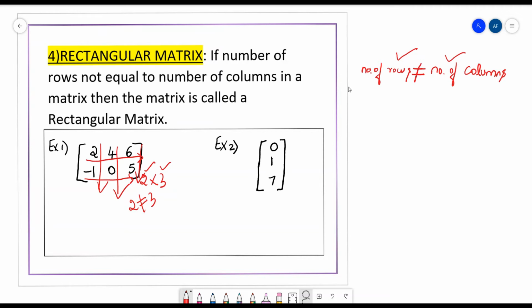Similarly, let us see the second example here. The number of rows in this case is 3 and the number of columns in this particular case is 1. So it is 3 cross 1 or 3 by 1 matrix, and 3 is not equal to 1, and so the number of rows is not equal to the number of columns. So it is also a rectangular matrix.